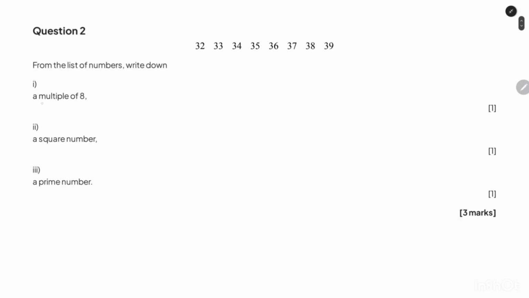From this list of numbers, write down the multiple of 8. So if I write the multiples of 8, it's basically the table of 8. 8 ones are 8, 8 twos are 16, 8 threes are 24, 8 fours are 32, 8 fives are 40, and so on. So out of this list, I think 32 is there, which is the multiple of 8. So the answer is 32.